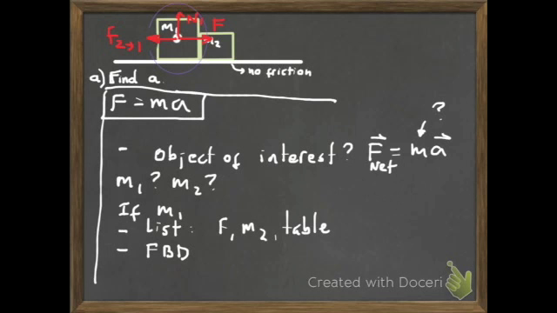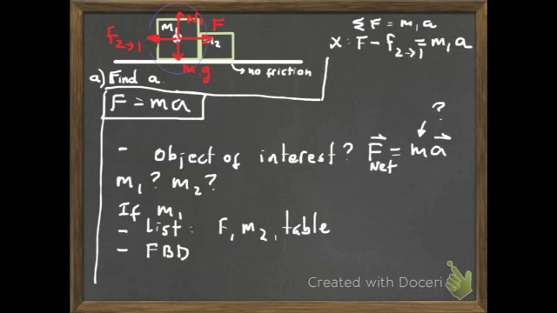So since M2 is to the right of M1, pushing on M1 means the force is going to be to the left. And finally, the force of gravity pointing down. So now we have the complete free body diagram. The next step is to write Newton's second law for this object.